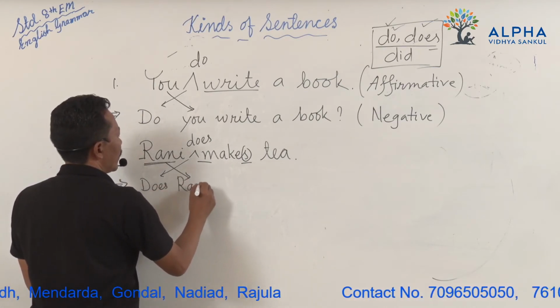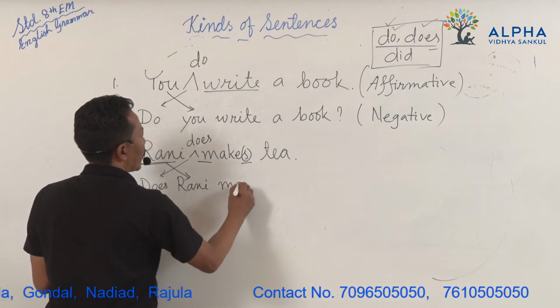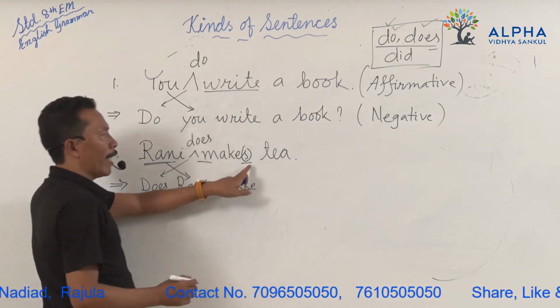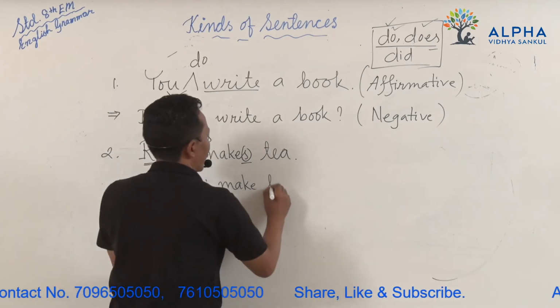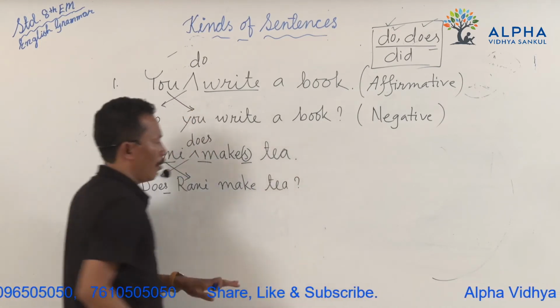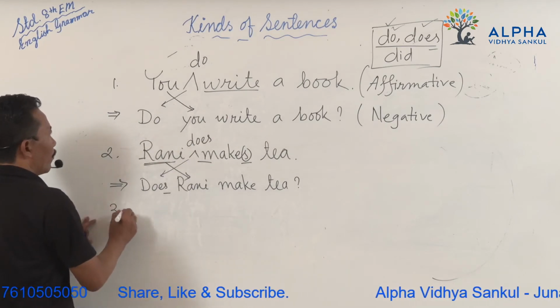Does Rani make, then this s will not be here, remove. The s is here. Tea? Okay. The next is for the past tense.